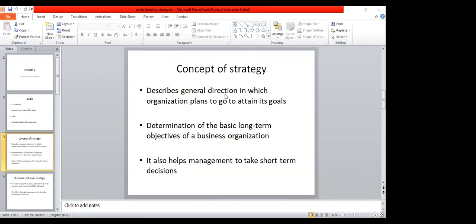And along with this profitability, we can design strategy. So this way you have to explain the concept of strategy. These points and some examples you have to quote if you are asked a theory question in the examination.